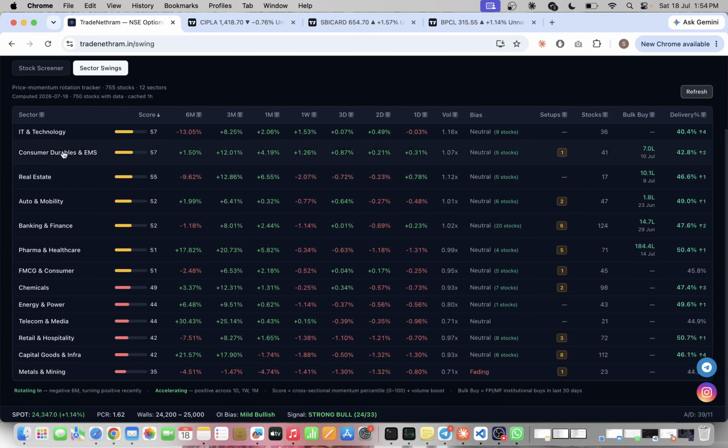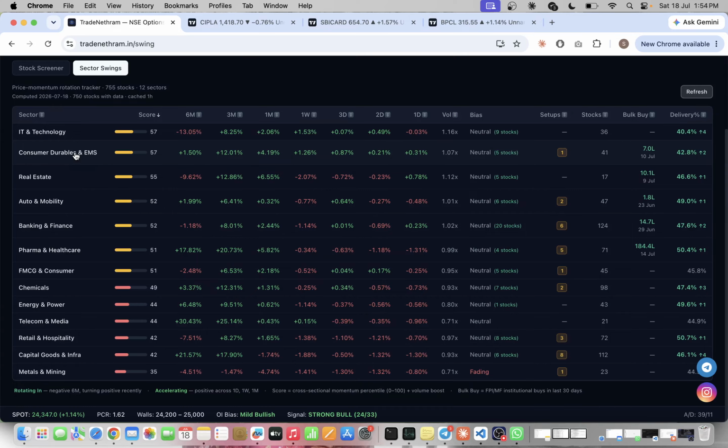And if you open each and every sector, right? Sorry, I need to specify a few more details here. How many stocks there are and the setups, I'll come to that part later. And if there is any bulk buying happening in that specific sector, and what the delivery percent is, that part is also visible here. And if I remember, there is a setup forming here, right? There is one here, 2 here, and 6, 5, 1, 2, right?